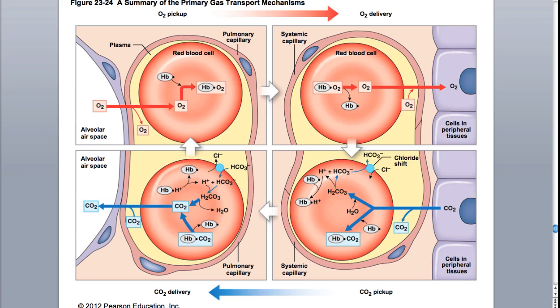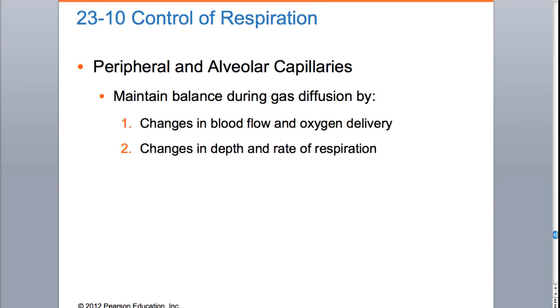Okay, next slide. So make sure you study this picture. Very, very important. So the Bohr effect, which would be this story here and related to this. Okay. And then you have the chloride shift. Draw a line. We now go to this slide. Control of respiration.